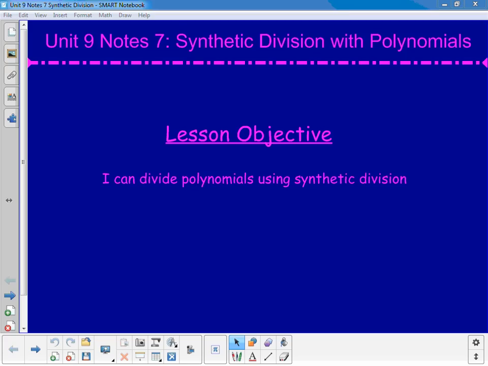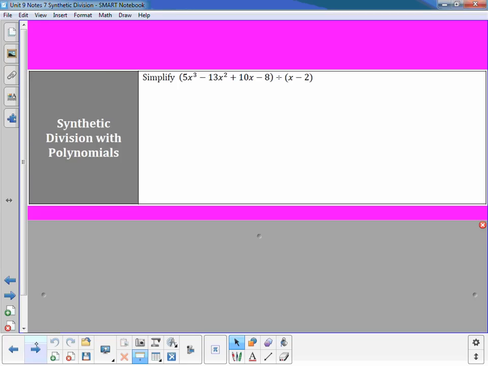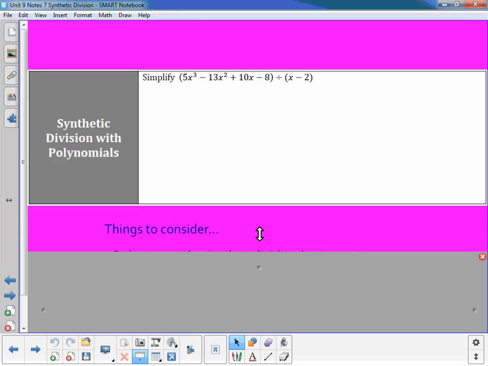Our lesson objective today is I can divide polynomials using synthetic division. So we're going to tell you about synthetic division using an example, but before we do that, I have a couple things that I'd like you to note down. Some things to consider when we're working with synthetic division.